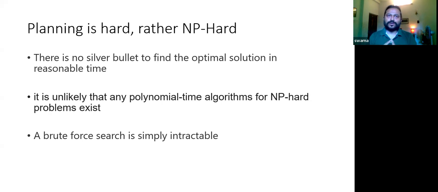Some class is called the P class. That's the polynomial class, meaning the problems can be solved in polynomial time. Then comes the NP class. In this class, for a non-deterministic machine, the problems can be solved in polynomial time. In simple terms, on a traditional computer it may take exponential time to solve, but those problems are verifiable in polynomial time.